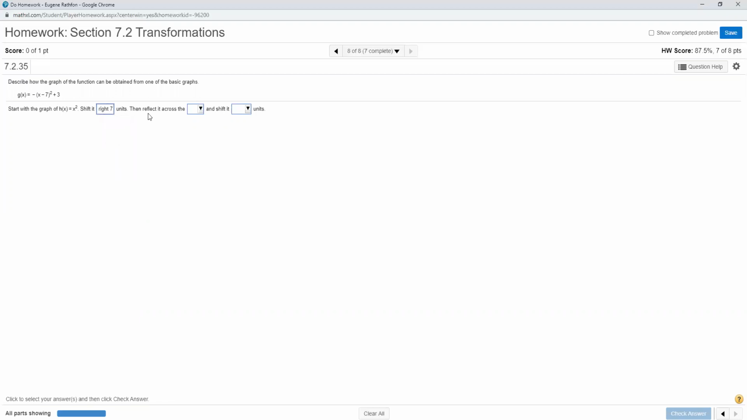Then this one says reflected across the, well, the only thing we're going to reflect because of that negative is the x-axis. In this chapter, you'll never put y-axis. And then shift it. 3 is at the end, so it's going to do my vertical. Since it's positive, it's going to go up 3. All right, then check that answer. And then we'll probably have to graph this. Oh no, that was it on that, and I guess you didn't have to graph it. So we're done with that.